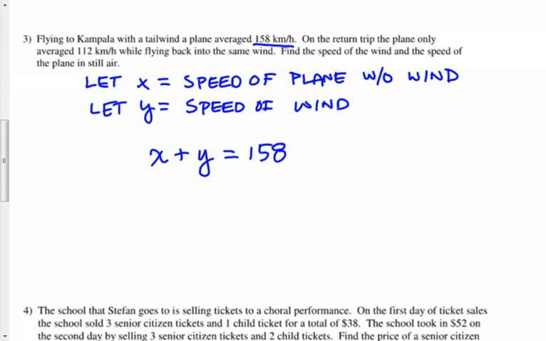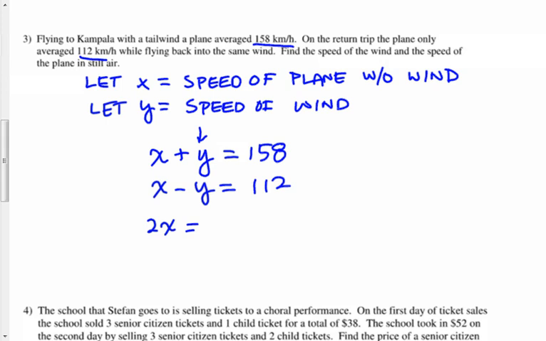And then if you're against the wind, you have to subtract that from your flying speed. So that would be x minus y equals 112. That's the speed while flying into the wind. And now we can solve these. Again, in this case, it makes sense to use elimination because our y's are opposite each other. So let's add the two equations together.